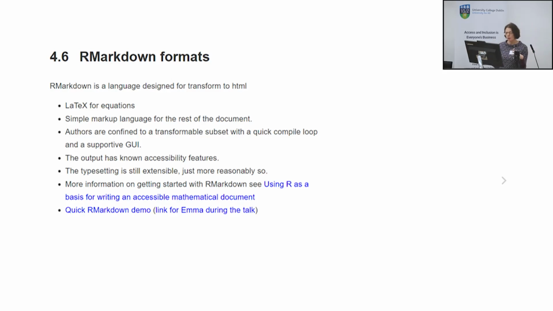We've got a quick compile loop and a supportive graphical user interface. And because you're compiling to the HTML, not to the PDF as the normal thing, you will notice when something goes wrong. The typesetting is still as extensible as you need it as a mathematician. It's just more reasonably so. And so for most people, it worked out absolutely fine. There is a link there to a workshop on using R as a basis for writing an accessible mathematical document, which you can follow in your own time. And I will quickly show you what that looks like.